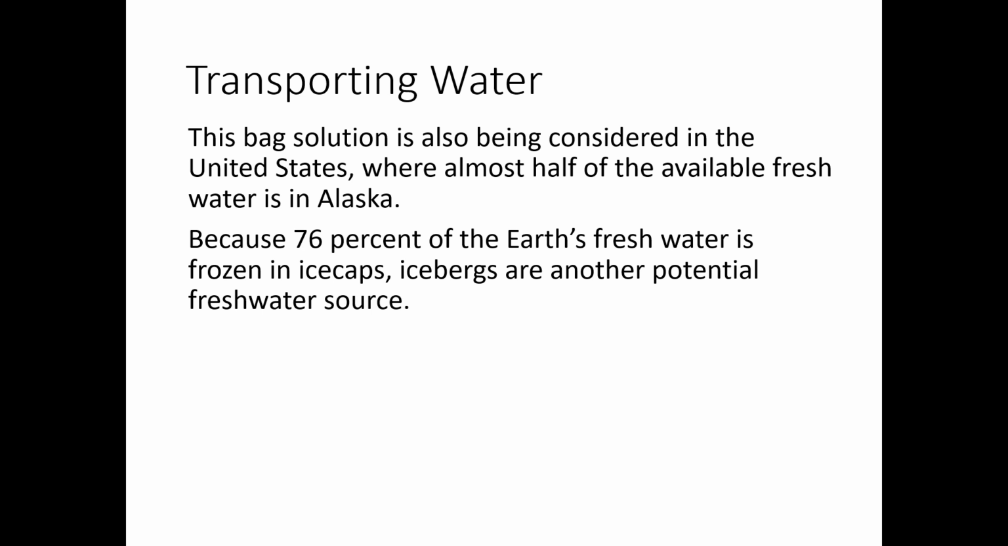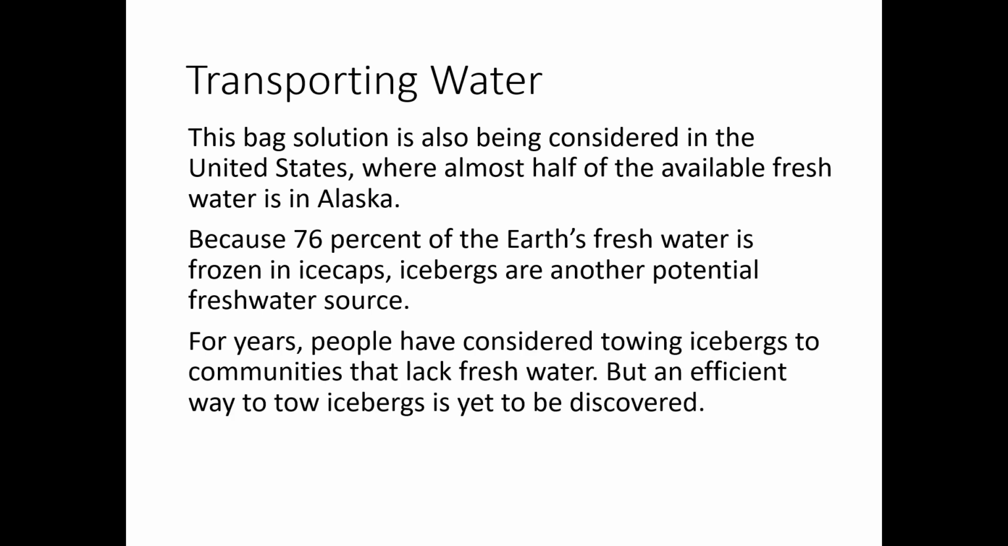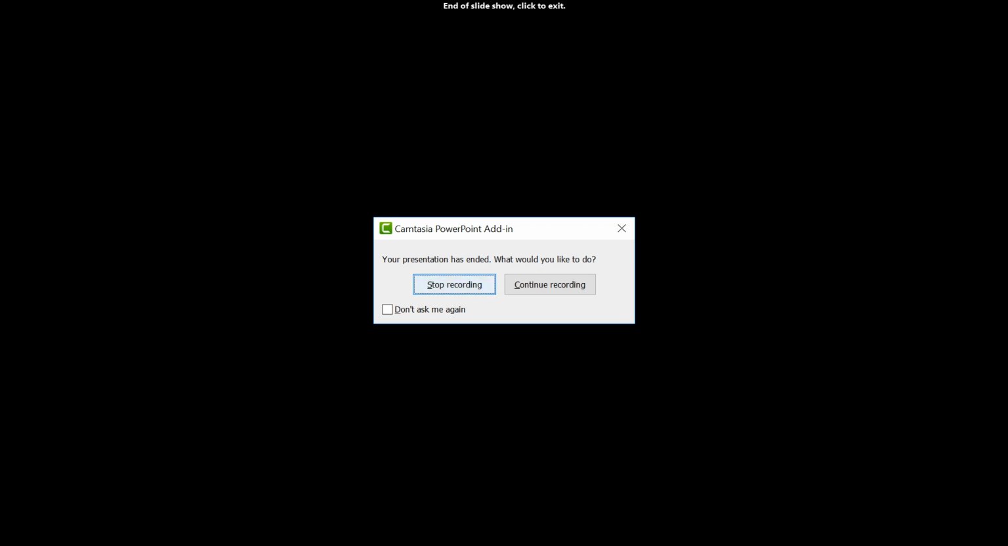And then even icebergs. As I mentioned in the previous section, about three quarters of the fresh water on Earth is frozen in our ice caps and icebergs. So if you're able to melt down those icebergs and concentrate that fresh water, that could theoretically be a possible solution, but it's really inefficient and very difficult to tow an iceberg all the way to a community to get that fresh water. But in theory, it's possible. Okay, so I'll stop here for this section.